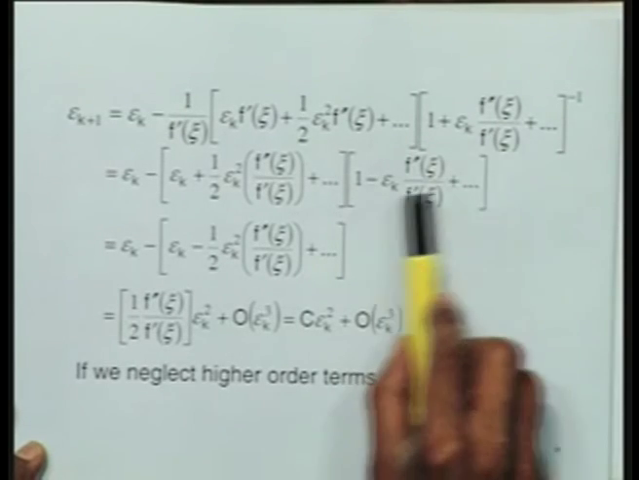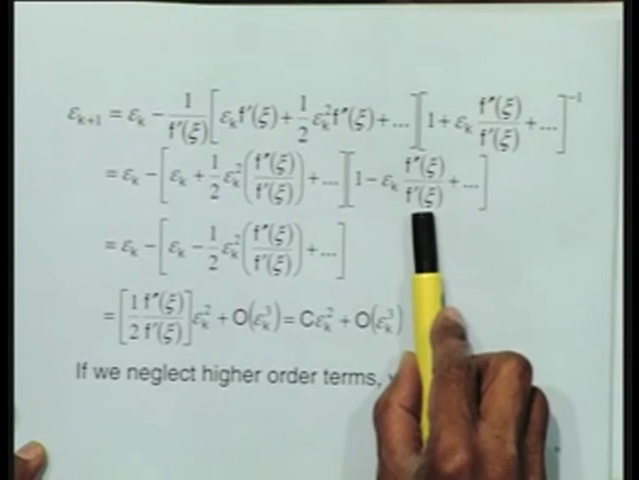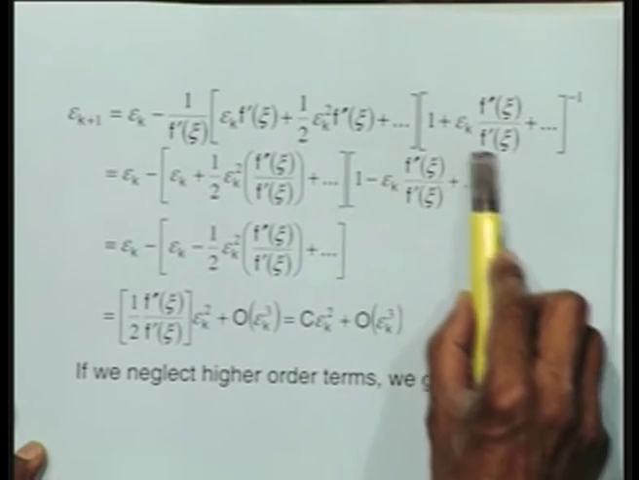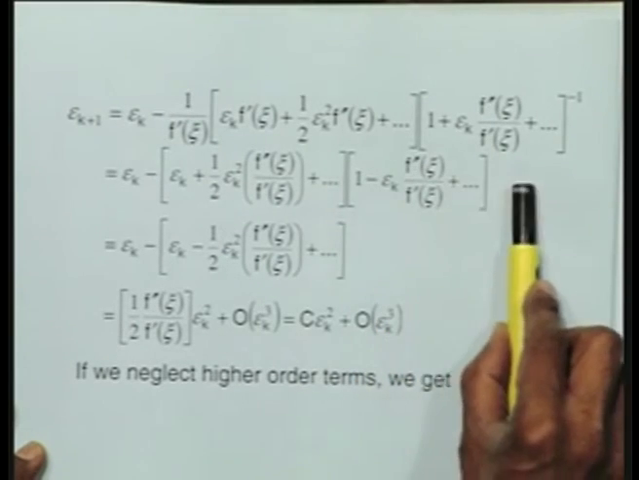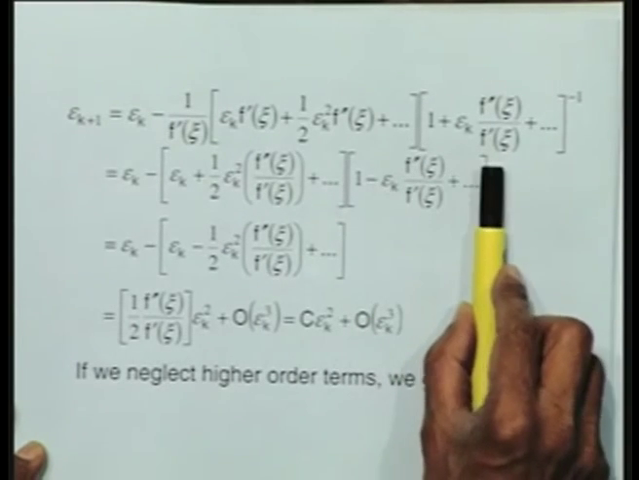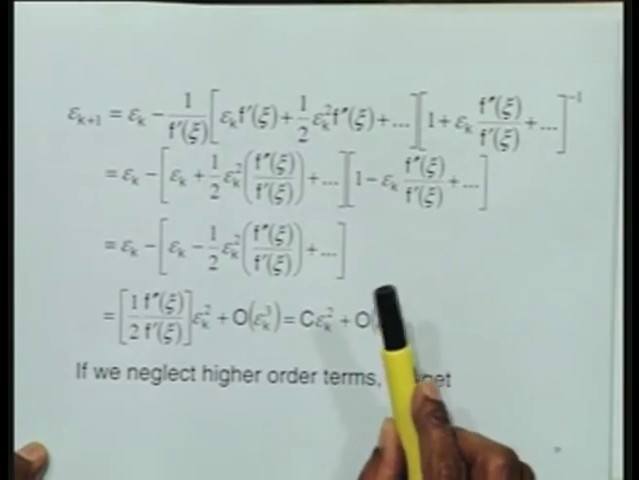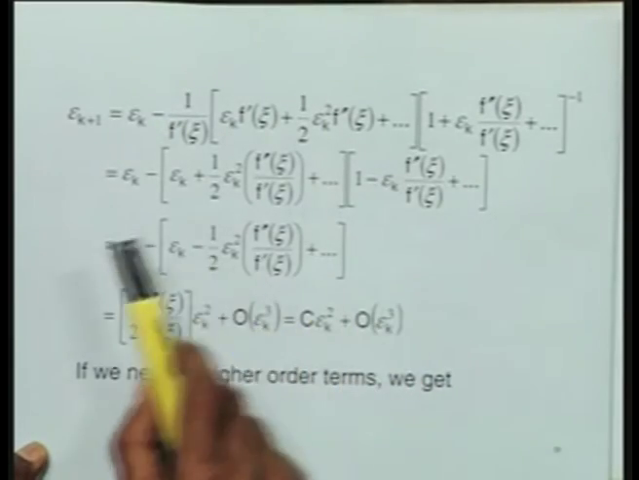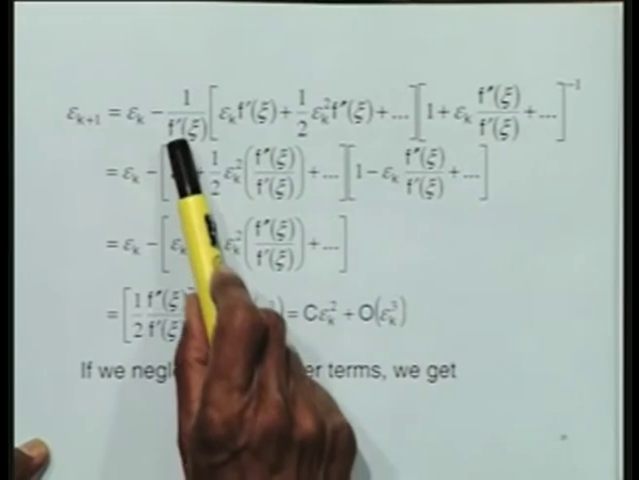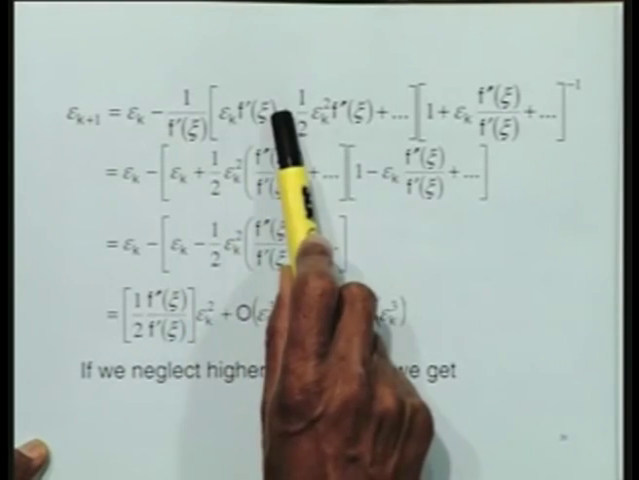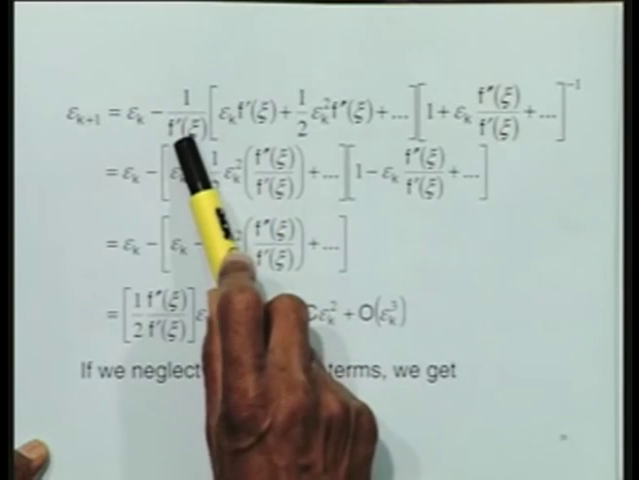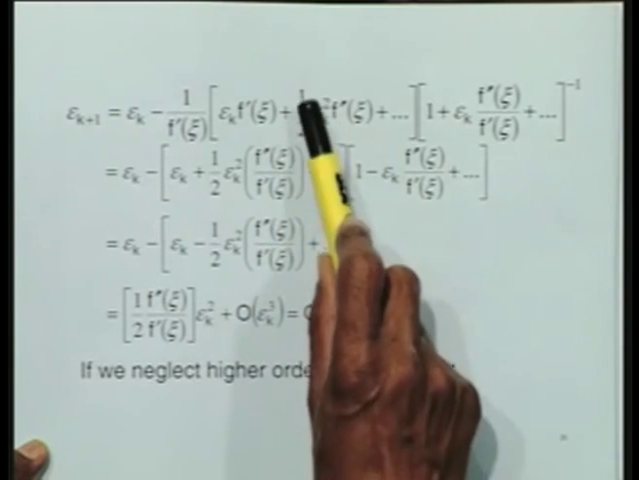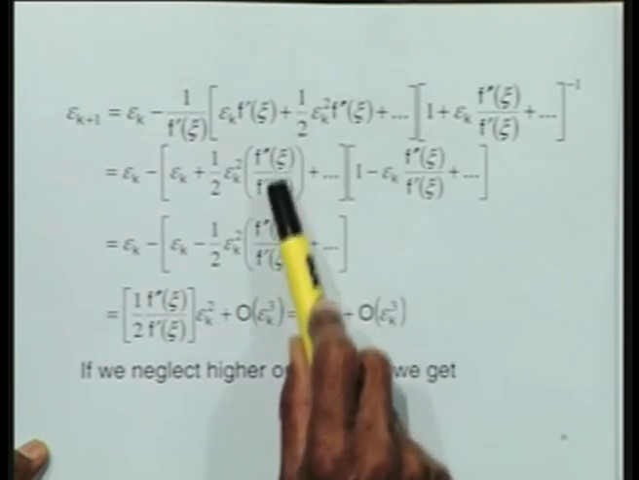Here I have not written more terms because we do not need them. So it will be simply 1 minus capital X, that is 1 minus epsilon k f double dash by f dash, plus so on. Those terms we do not require, therefore I have not written them. So what we have done here is that f dash xi we have taken inside, absorbed into this bracket, so that f dash xi cancels with f dash xi, and the second term is half epsilon k square f double dash by f dash xi.